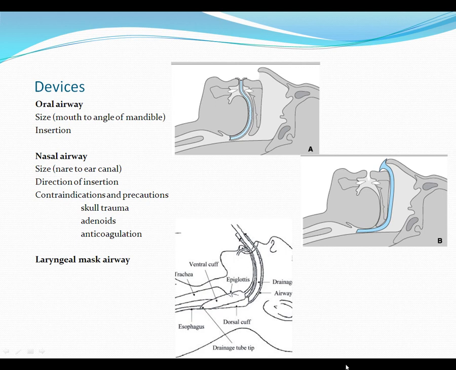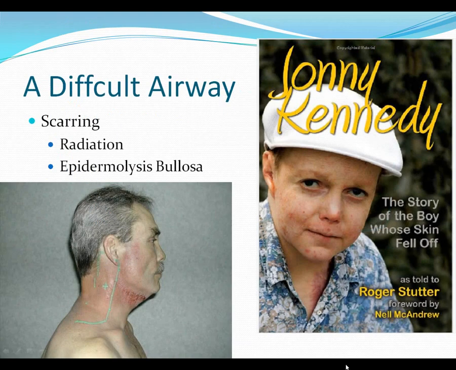And then the laryngeal mask airway. This is one of the most difficult airways I've ever encountered. Not this particular patient, but someone with the same disease. He had epidermolysis bullosa. It's a disease of the connective tissue, so their skin sloughs off with even the slightest touch. And so over time, they become very scarred and stiff. The same thing with radiation. So this guy's having radiation to his neck, and I bet you he doesn't move his neck very well.